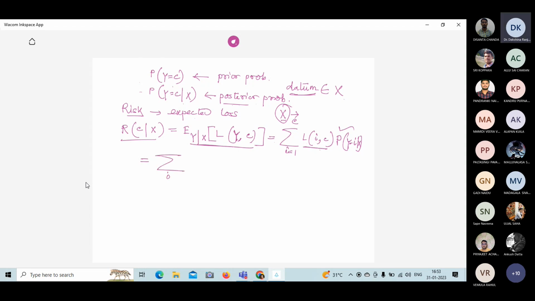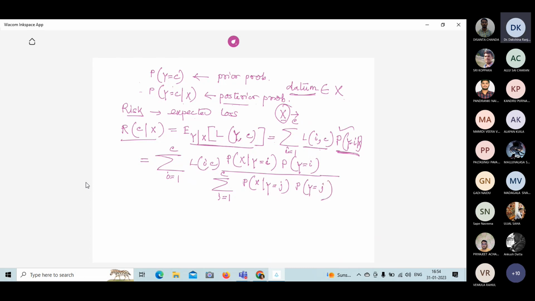Then it is multiplied with the posterior probability, and we can rewrite this. So further we can rewrite this relation as the summation over L of I comma C, and then in place of the posterior probability we can write the earlier relation: the probability of X given Y equals I, times the probability of Y equals I, divided by the summation over J of the probability of X given Y equals J and the probability of Y equals J.